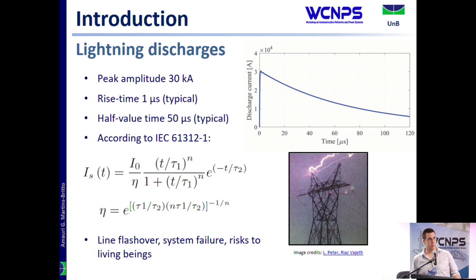Let us first understand the lightning discharge model. It is basically a pulse of current, okay? In our model, we considered 30 kA with a rise time of 1 microsecond and a half-value time of 50 microseconds. So we get this shape here, which is basically a double exponential function, okay? Here we have a real case of a lightning discharge on a power line and the effect of the shield wires protecting the line in order to prevent line flashovers, system failure, and risk to human beings.